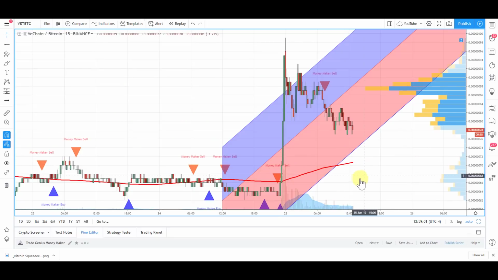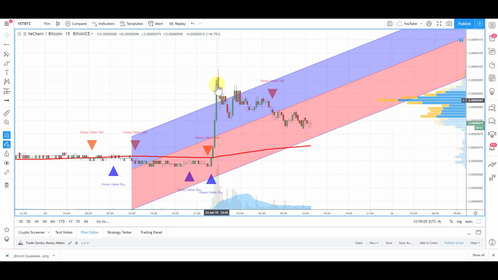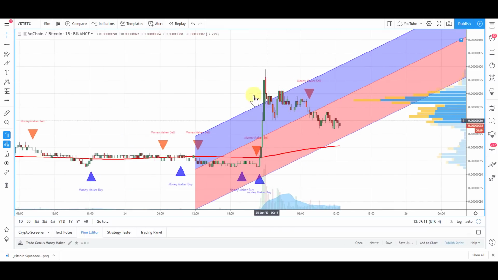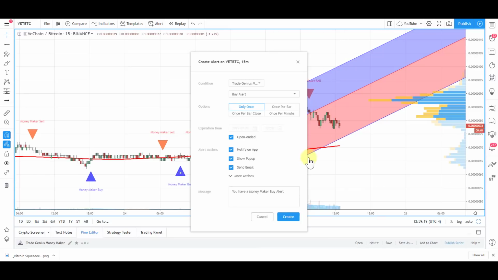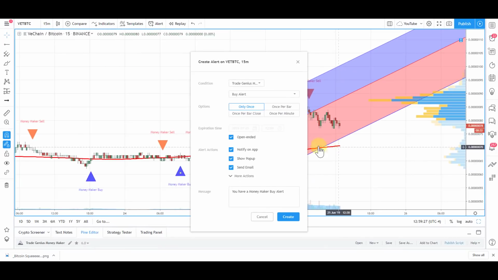It'll work on different time frames, but essentially for VET, this came off the partnership with Walmart news. This is why this thing popped. Right now it's dropping, but we're not really going to be interested until we see a Moneymaker fire in the lower part of the channel. So what we've done is we've added the ability: you right click on that and right there it says buy alert. Now you have the ability to have a buy alert. So you could just set that, and the next time it fires, you'll get an alert.